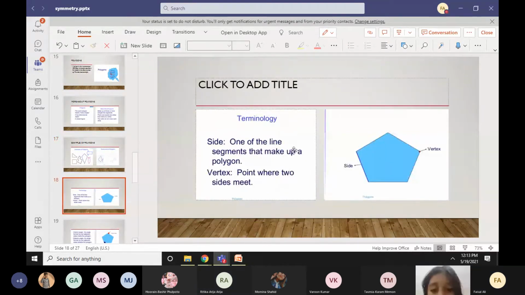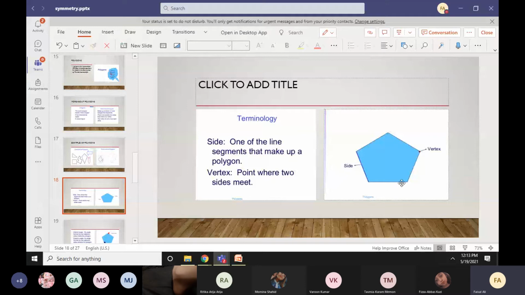Okay, this is also a polygon, and here you can see there are five sides. One, two, three, four, five. Five lines are there, or we can say there are five sides as well. In this figure, the polygon is in front of your slides. We can say there are five lines or five sides. How many sides are there? There are five sides.